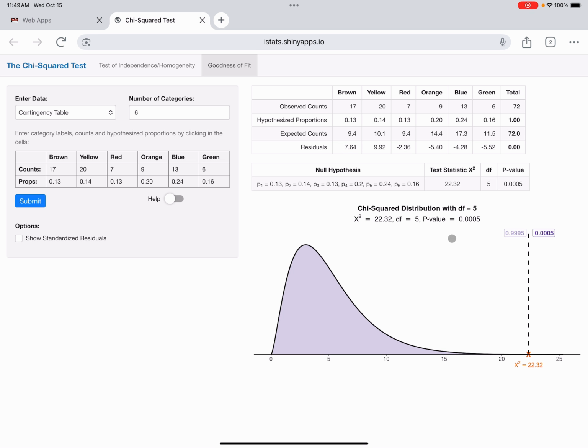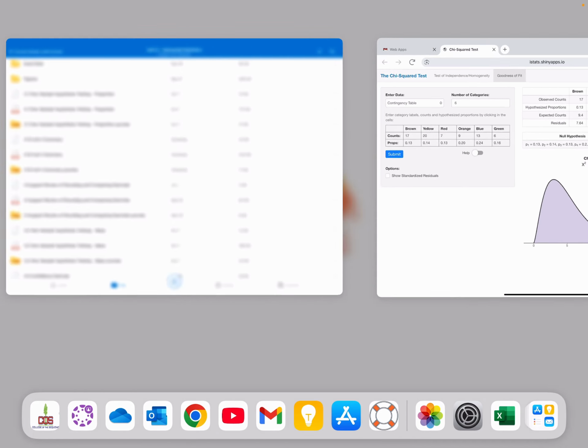But the main thing we came here for is the p-value. So our p-value is 0.0005. So I was wrong. I guess you don't need a ton of evidence to reject the null hypothesis, even though we only had a sample size of 72. But then again, the proportions were quite different, right? So let's write down our p-value, and then we'll write our decision and our conclusion.